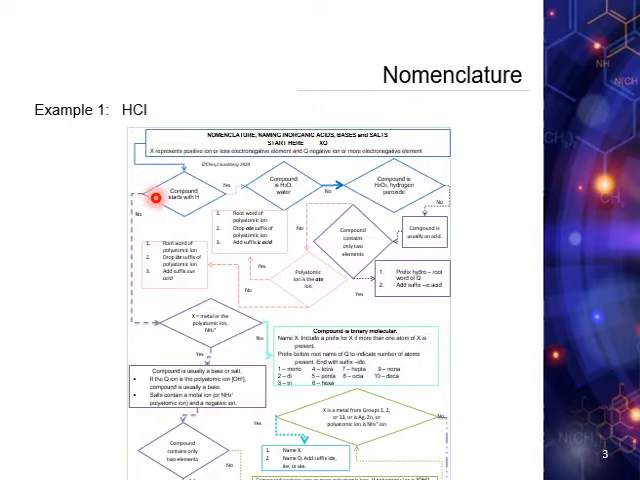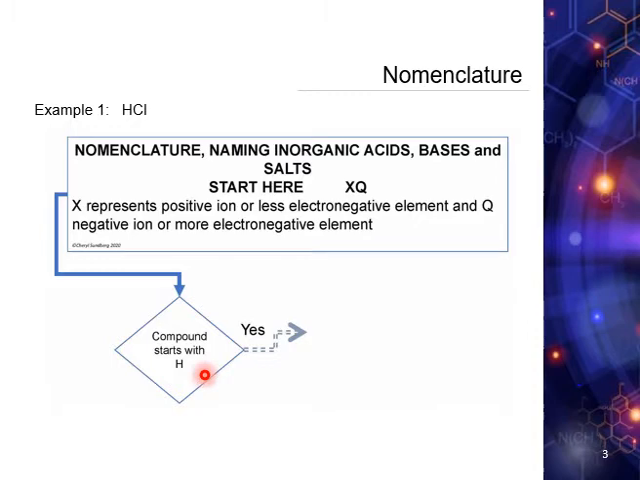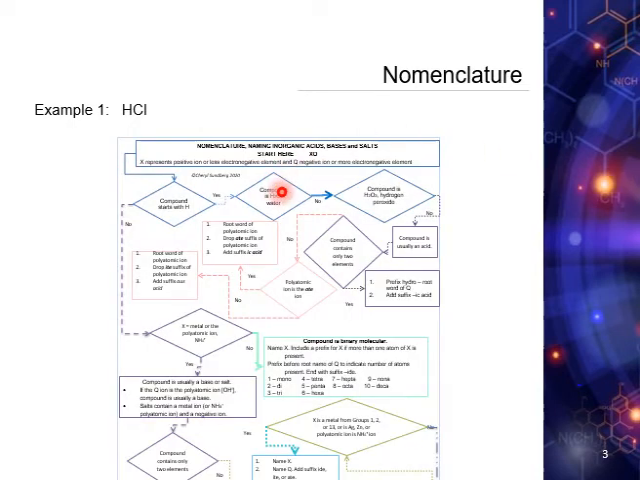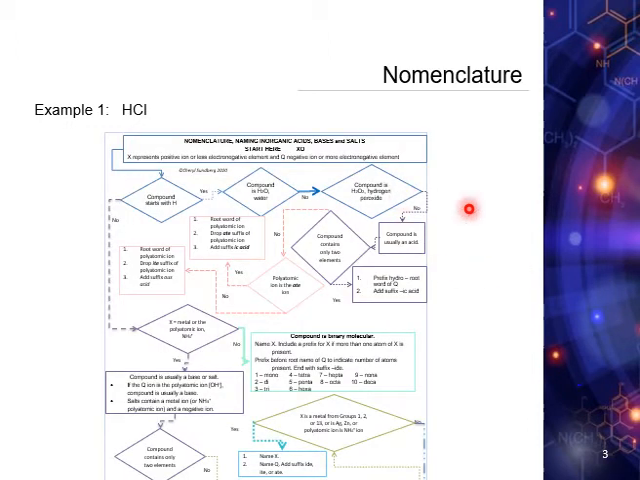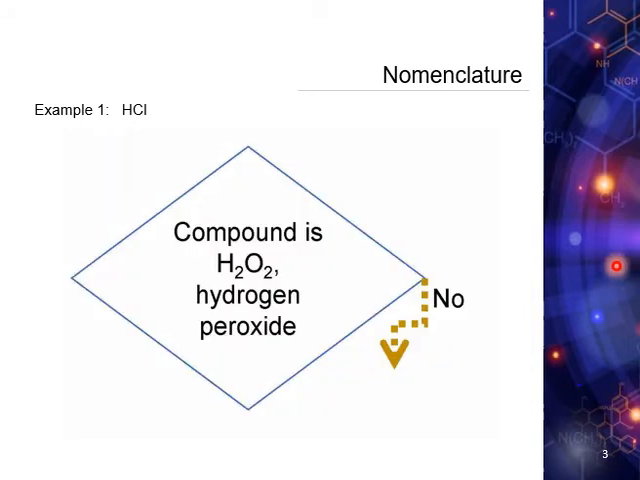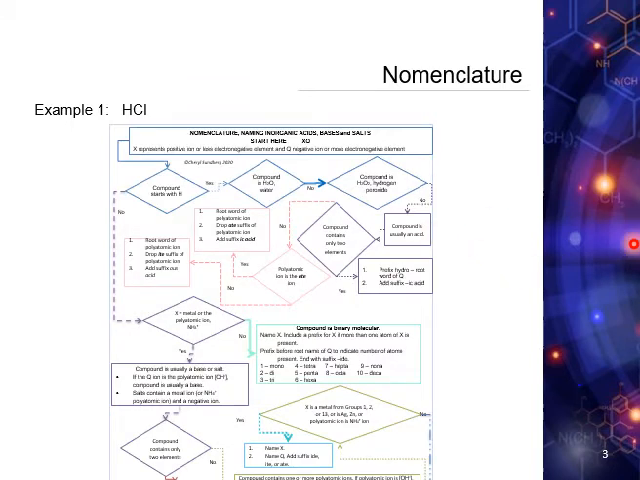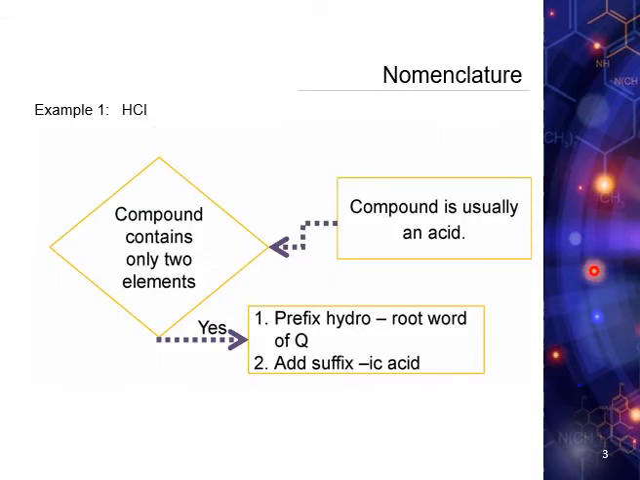We go to start and we make our first decision. When you see a diamond, you have to make a decision, either yes or no. The first decision is, does this compound HCl start with H? And the answer is yes. The next decision is, does this compound equal water? And the answer is no. Is this compound H2O2 hydrogen peroxide? No. We're right here. This means the compound is usually an acid.